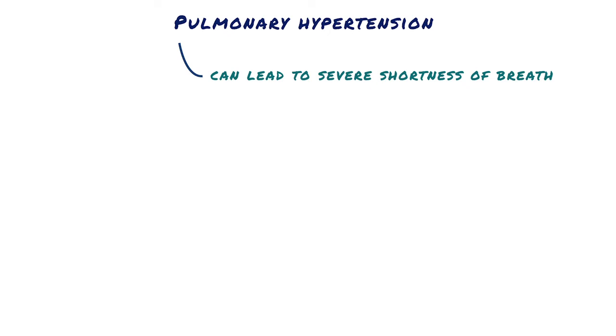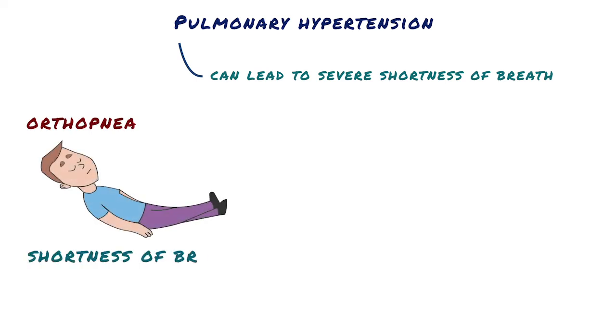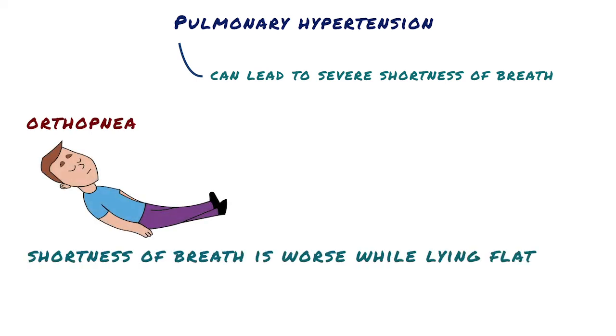When pulmonary hypertension is caused by left-sided heart failure, there can also be orthopnea, which is when the shortness of breath is worse while lying flat. That happens because lying flat pulls more blood back from the veins into the heart, and extra blood only increases the hydrostatic pressure in pulmonary capillaries.